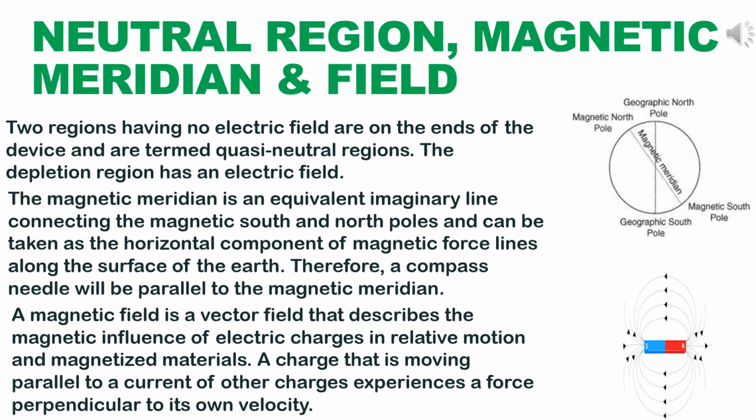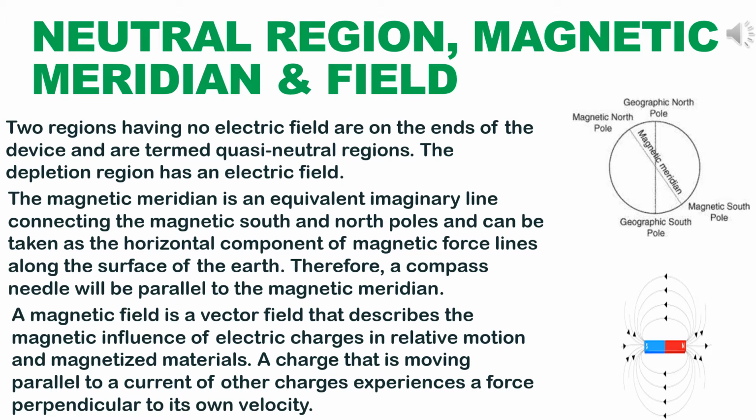Neutral region, magnetic meridian and magnetic field. First, I am discussing neutral region. Two regions having no electric field are on the ends of the device and are termed quasi-neutral regions. The depletion region has an electric field. Actually, the neutral region of a magnetic bar is generally called quasi-neutral region. So what is the actual definition? There is no attracting power near the middle portion of the magnet. This region of the magnet is called the neutral region of the magnet.